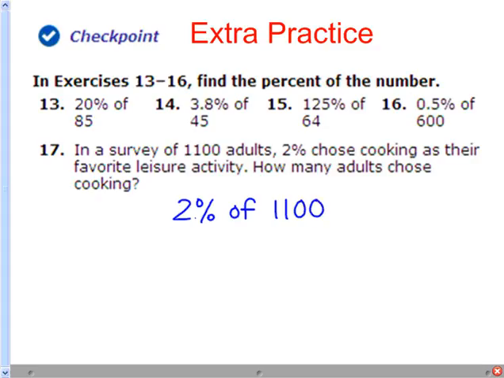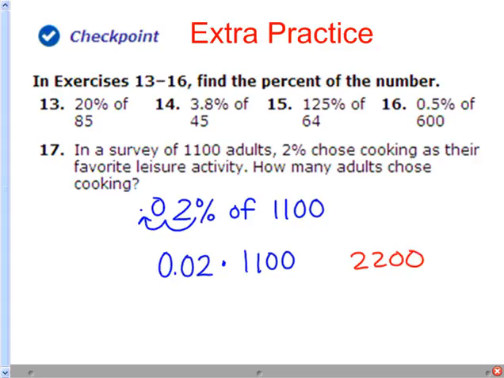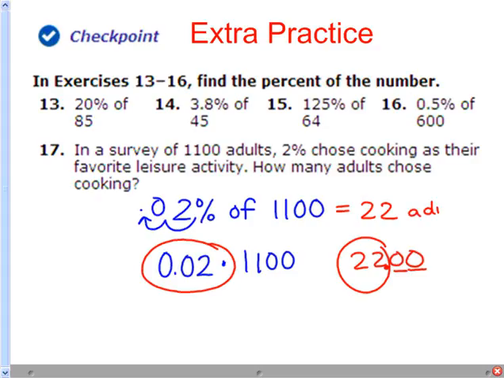Now 2% can be written as 2 hundredths. So I'm going to multiply 2 hundredths of 1,100, or times 1,100. Simplifying things a little bit, I'm going to just do 2 times 1,100, which would be 2,200. And now going back to the original problem, there were 2 decimal places. So 1, 2, put your decimal point in there, and you end up with 22. So 2% of 1,100 is 22. And what does that mean? 22 adults chose cooking as their favorite leisure time activity.